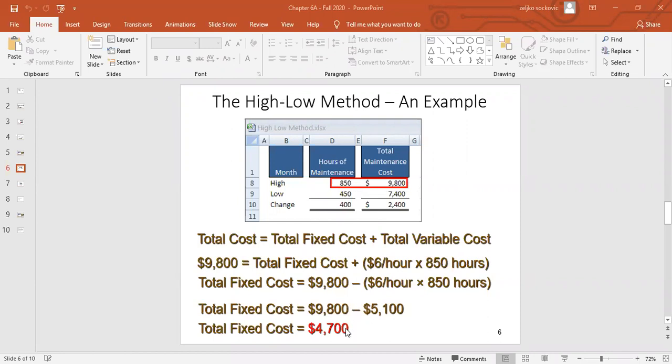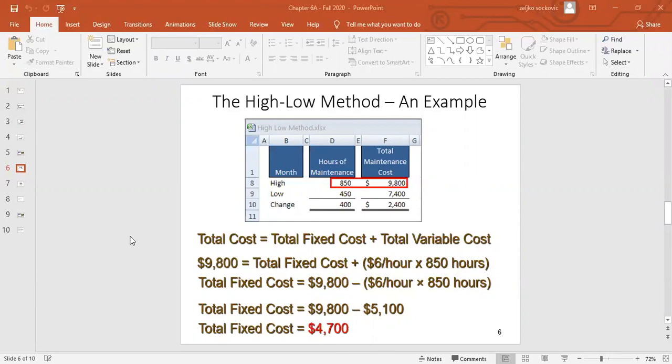So that will be the total fixed cost. And this total fixed cost will be 4,700 for all activities, because that was our point. Now we found what the fixed cost is. This is an approximation, right? Regression analysis, of course, will be much more precise. But using the high-low method very quickly, we can find what the fixed cost is.